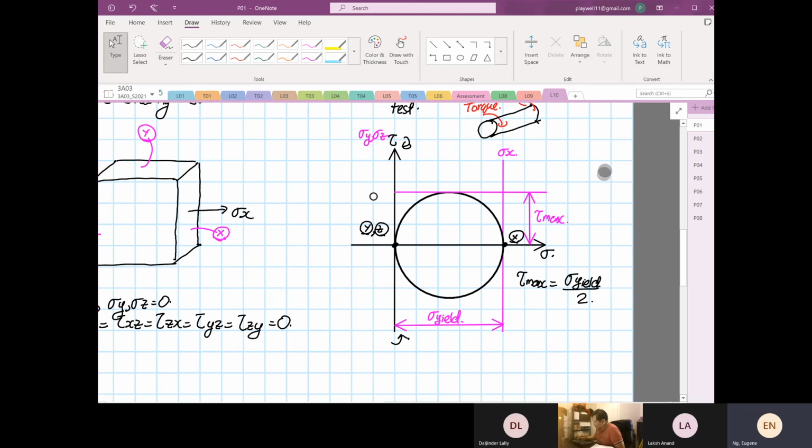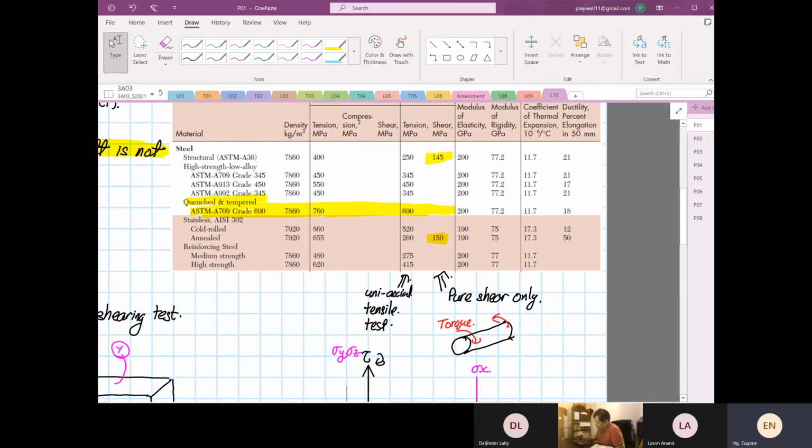So on a table like this, if you want to use a quench tempered steel, and this is 690, a good approximation for the allowable shear is 690 divided by 2, so this will come out to be 345. For this case, this is 250; if you divide by 2, this is 125. It's a good approximation. Here this is 260; if you divide by 2, it's 130.